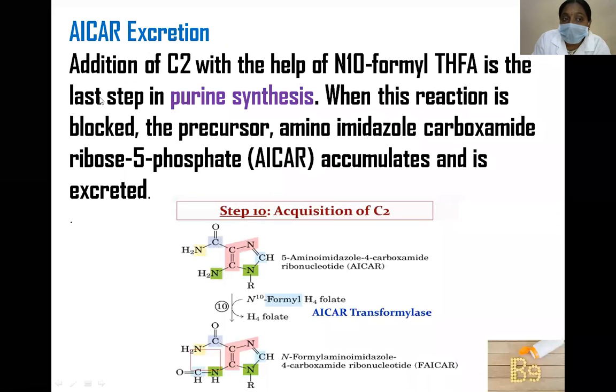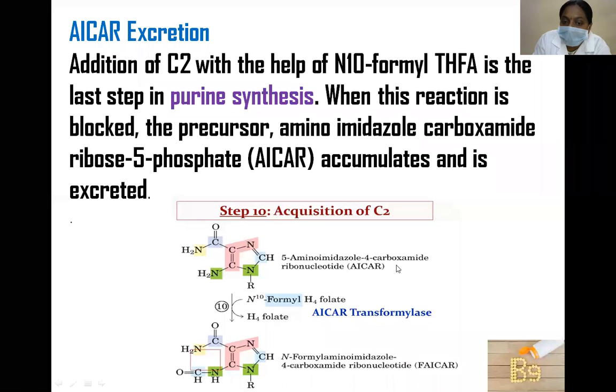Aminoimidazole and 4-carboxamide group. The addition of a carbon group with the help of N10-formyl tetrahydrofolate is the last step in purine synthesis. Hence, this reaction is mainly blocked, and the precursor, aminoimidazole carboxamide ribose 5-phosphate, accumulates here and is excreted.